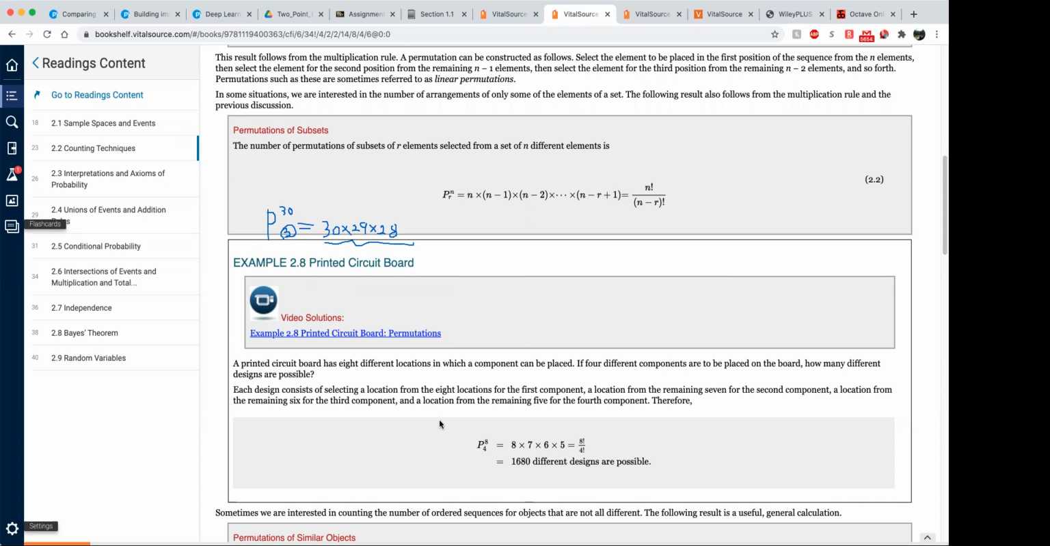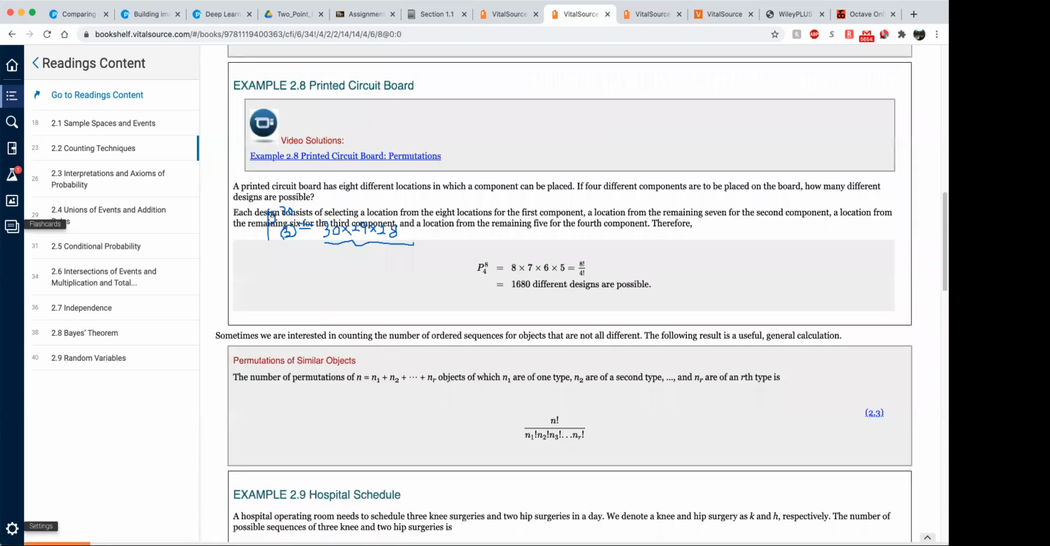So please read the text by yourself, or once you sign up on the WileyPLUS.com online homework website, you can see the e-textbook. Now here, see that video solution right there. If you don't understand what this example is talking about, then you can get help. We see example 2.8, printed circuit board permutation, video solution right there. Okay, so look at this.